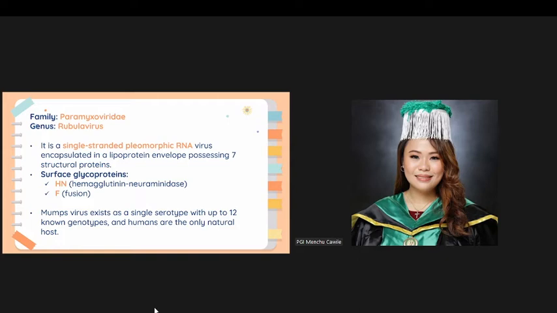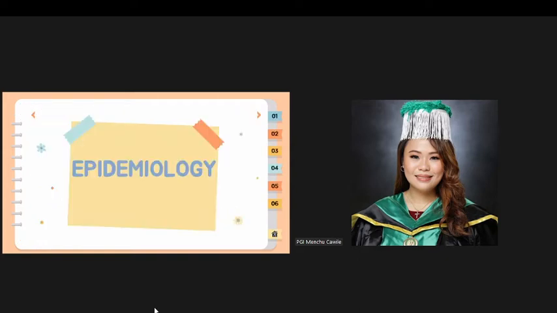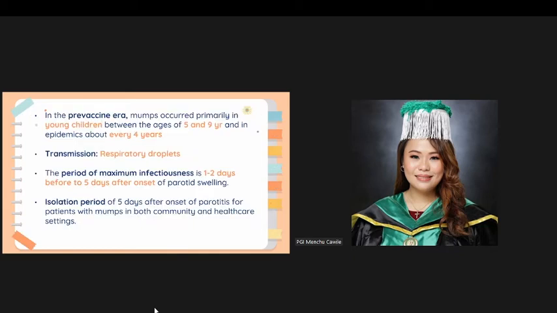Next is the epidemiology. In the pre-vaccine era, mumps occurred primarily in young children between the ages of 5 and 9 years old, and in epidemics about every 4 years. Transmission is via respiratory droplets. The virus appears in the saliva from up to 7 days before to as long as 7 days after onset of parotid swelling. The period of maximum infectiousness is 1 to 2 days before until 5 days after onset. So the US CDC has recommended an isolation period of 5 days after onset of parotitis for patients with mumps in both community and healthcare settings.